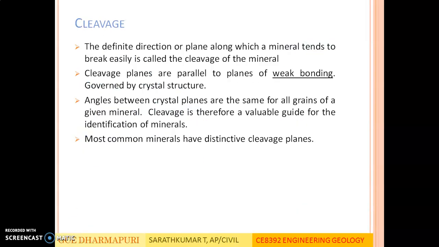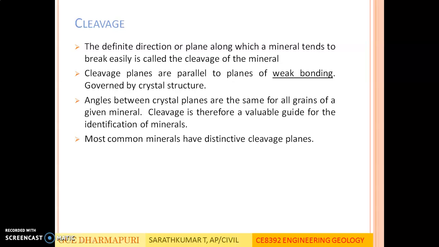So the next physical property is cleavage. The definite direction or plane along which a mineral tends to break easily is called the cleavage of a mineral. You should not confuse fracture with cleavage. Fracture is a randomly broken surface, whereas cleavage is the preferred weakest direction in which the mineral will break. Cleavage planes are parallel to planes of weak bonding, governed by crystal structure. Angles between crystal planes are the same for all grains of a given mineral.